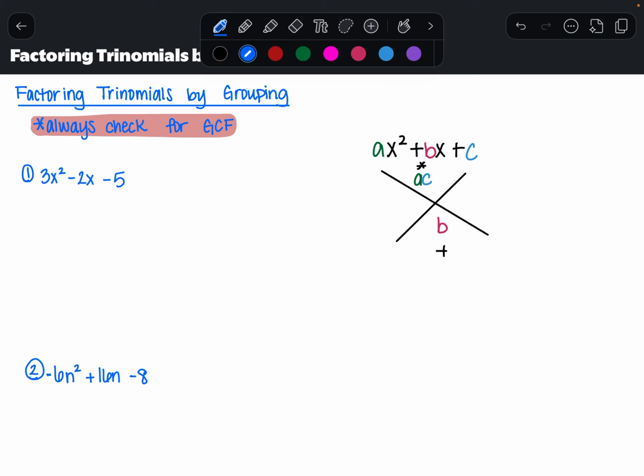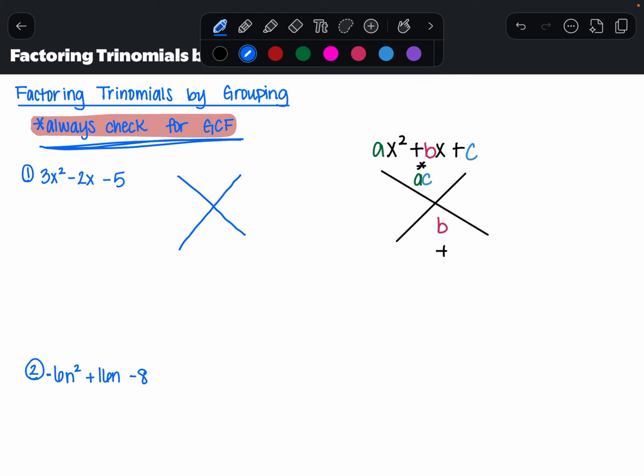So I'm going to set this up for the first problem, but before we do that, I want you to pay attention to this piece right here, which says always check for a greatest common factor. Before we start any problem, that is something we need to be looking for. If I'm looking at my terms 3x squared, negative 2x, and negative 5, there isn't a greatest common factor other than 1. So I don't need to worry about it for this problem. Let's go ahead and do our diagram.